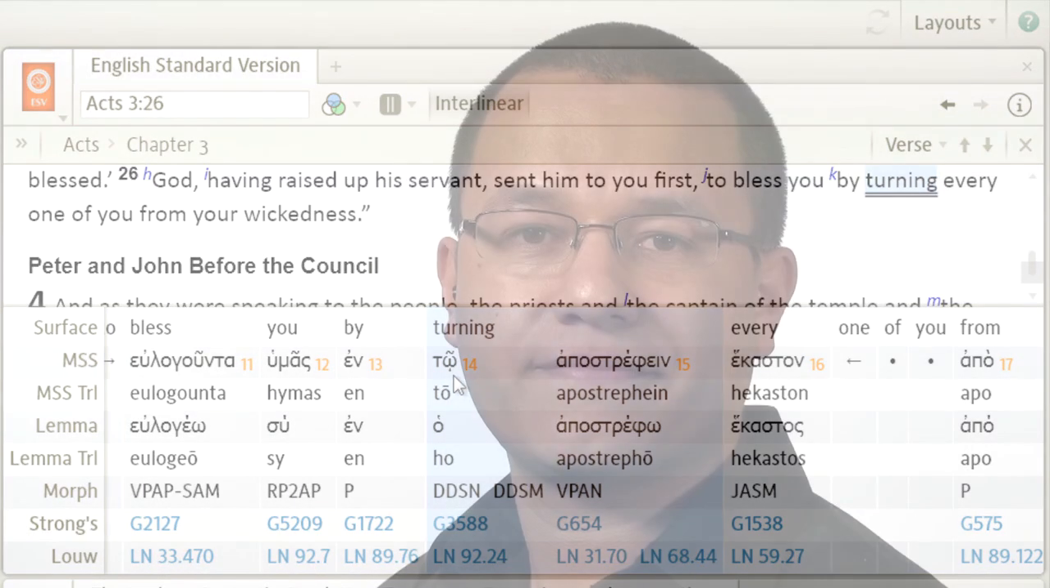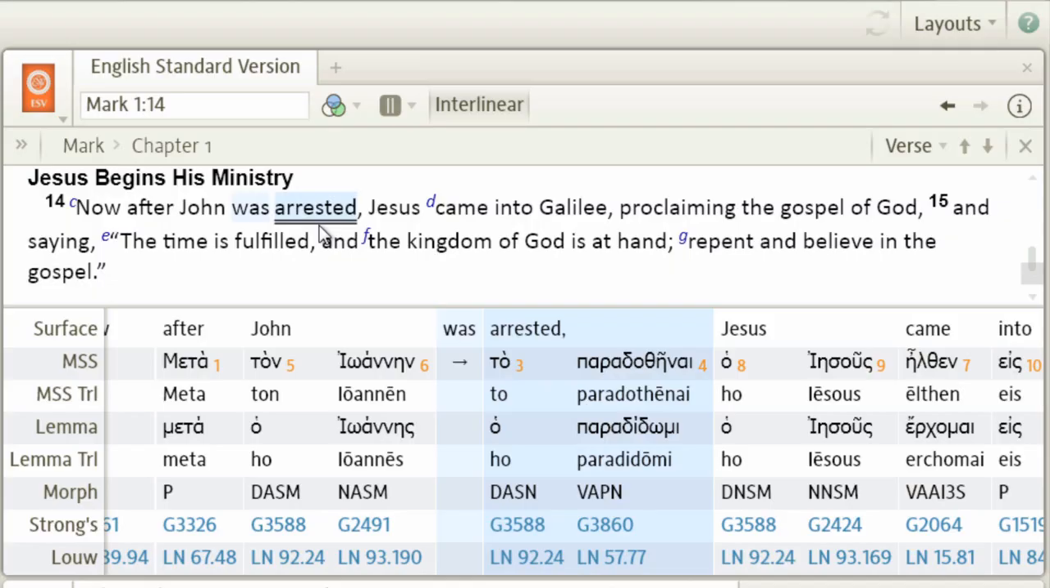Greek infinitives do not have subjects technically, but when they function as a verb, they may often have a noun in the accusative case functioning as a subject. This is referred to as the accusative subject of the infinitive. I'm using Mark 1:14 for this illustration, which reads, "Now after John was arrested, Jesus came into Galilee, proclaiming the gospel of God."